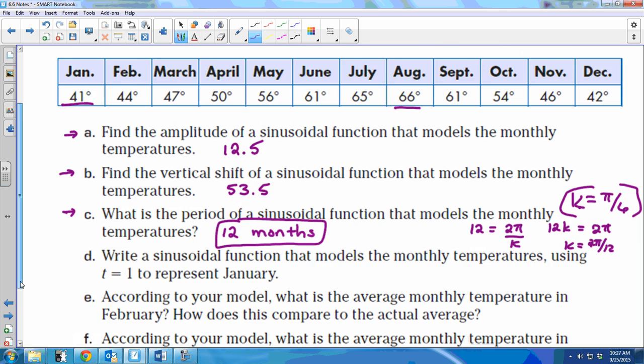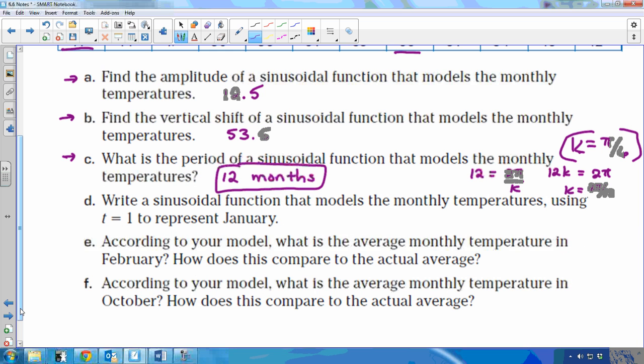Okay. Part D says to write a function that models the monthly temperatures using t equals 1 to represent January. Because it's not t equals 0, that indicates there's a phase shift, because we're not starting at the y-axis. Does that make sense? Now, that's the tricky part, because we don't really know what the phase shift is so much. Okay? We can base off the period.